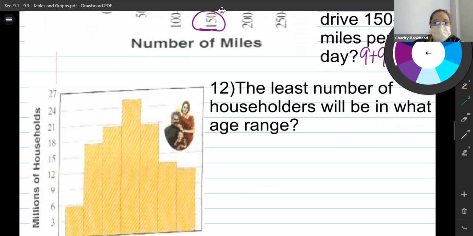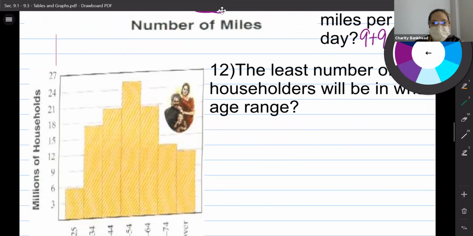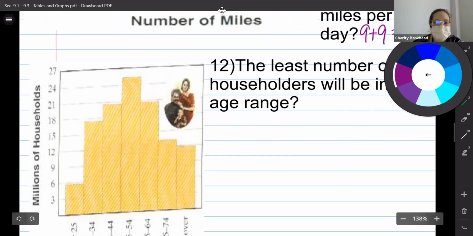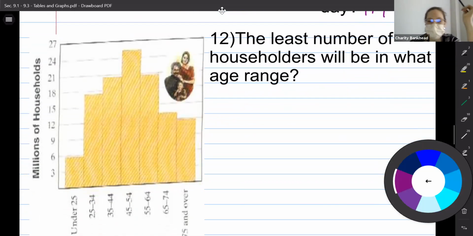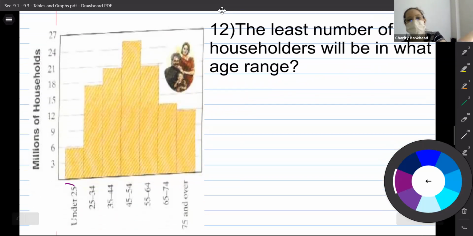And then number 12 says the least number of householders would be in what age range? So just look at the bar graph for the shortest bar, which is under 25.